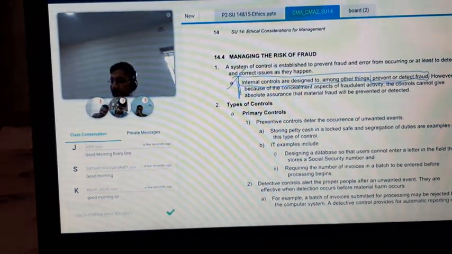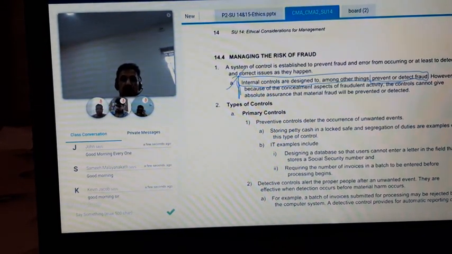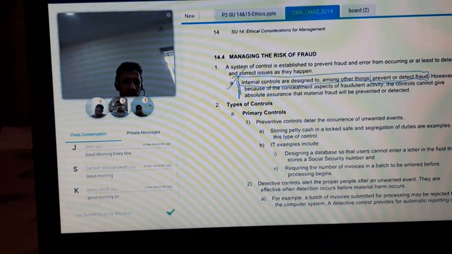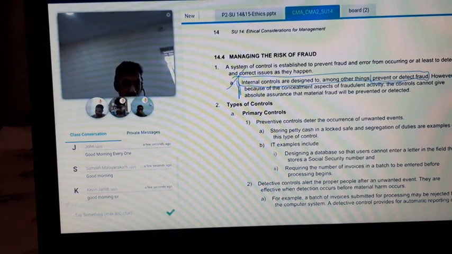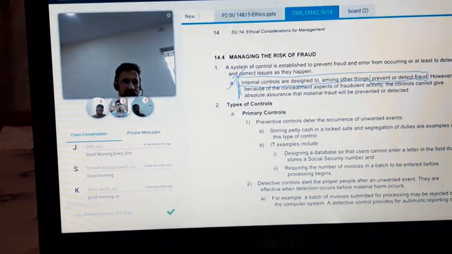What are the examples? Like setting a locked safe. It will prevent people from stealing that. Right? That's an example. Segregation of duties, what we have just discussed, is a way to have good control, meaning it prevents one person from committing error or fraud. It will be prevented, or detected, corrected. So segregation of duties is a very good example of a preventive control.